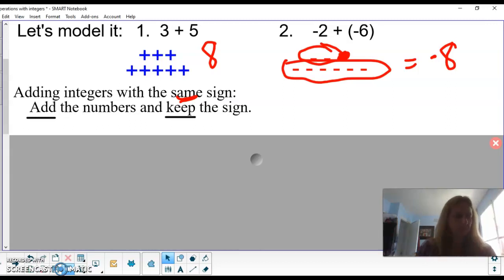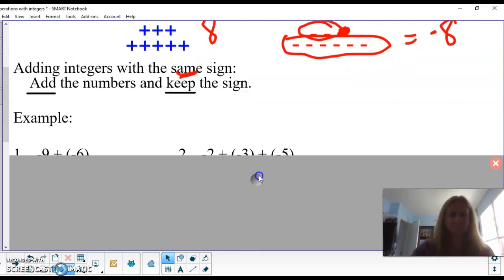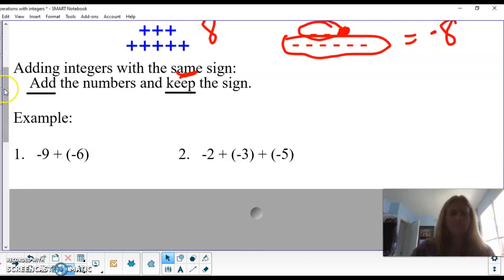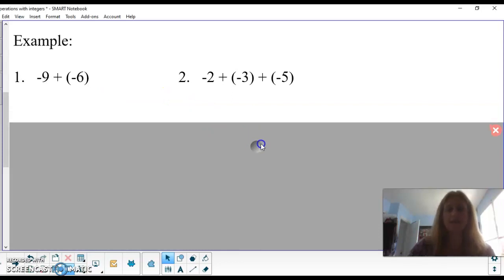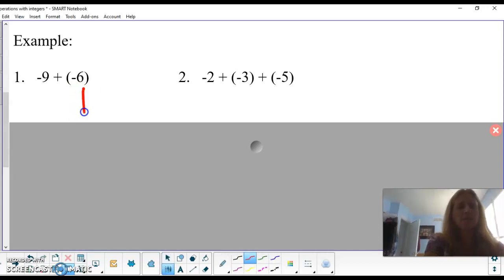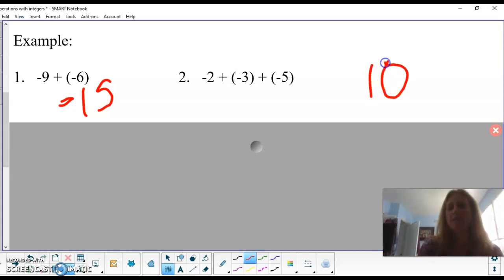Okay? So looking at these examples. It doesn't matter if you have 2 negatives or if you have all negatives. You just add and keep. So for this one, we're going to add 9 plus 6 is 15. And make it negative. There you go, negative 15. Same thing here. If they're all negatives, just add them together. We know that 2 plus 3 plus 5 is 10. And because they're all negatives, your answer is negative. Okay?